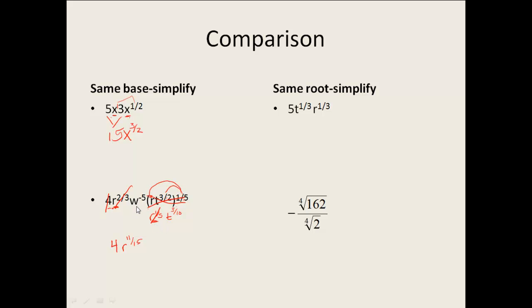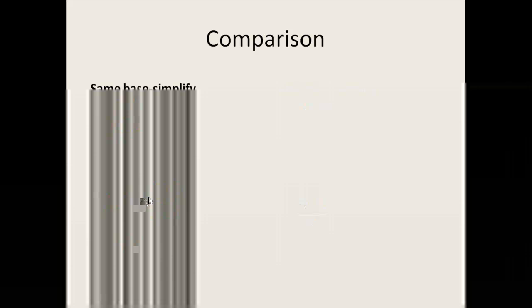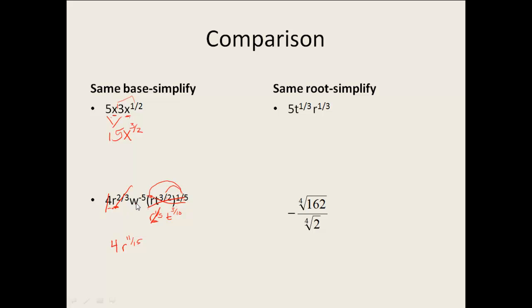Now this w to the -5th, I don't like that negative exponent. I need to take care of that. And remember, for negative exponents, we cross the line and switch the sign. So instead of leaving it in the top, I'm going to put it down here in the bottom of my fraction as w to the 5th.